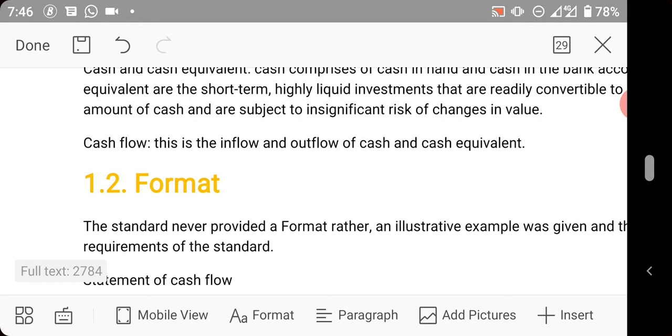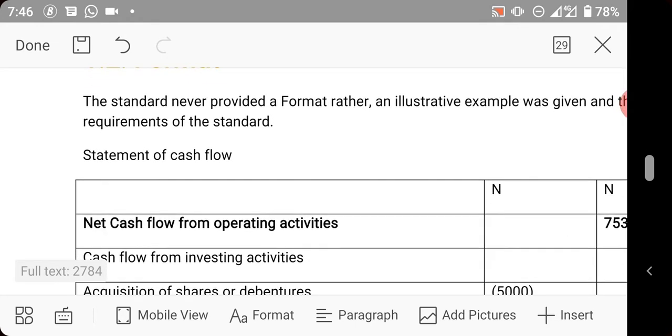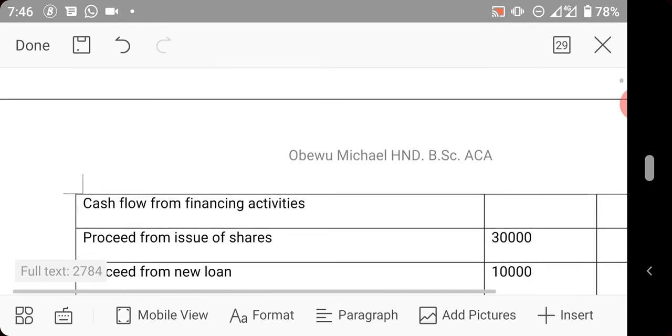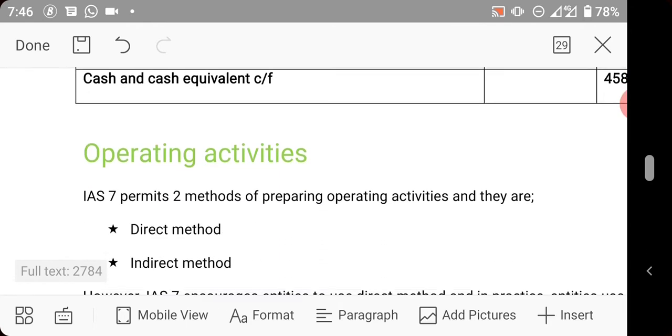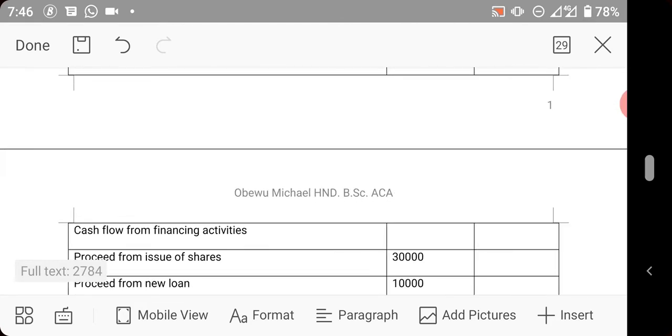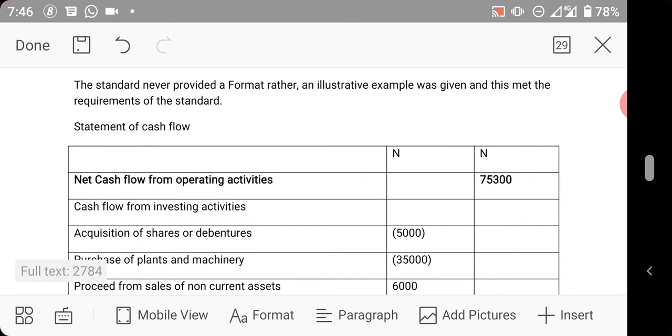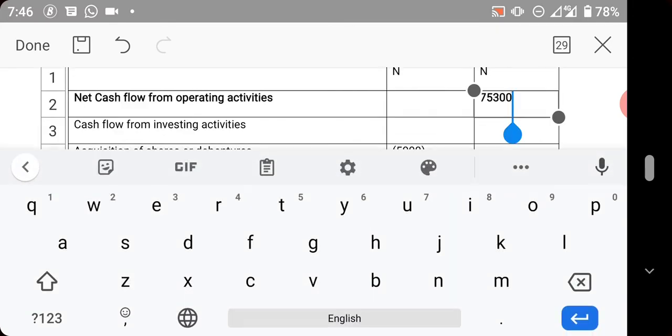Now, before we take a question, I would like us to look at the format of cash flow. There are two methods of preparing cash flow: direct and indirect method. The indirect method actually makes use of this format of cash flow. We have net cash flow from operating activities. They gave us the value.